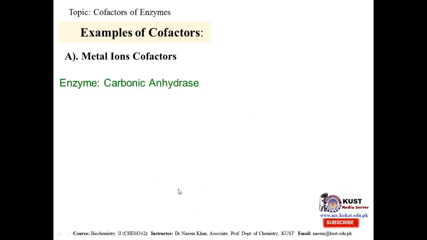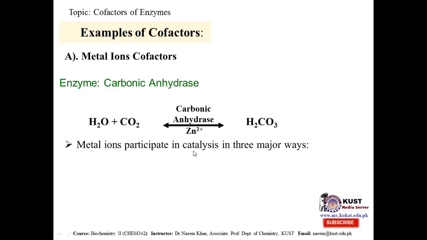An example of a metal cofactor is the enzyme carbonic anhydrase. This is a very important enzyme because it catalyzes the reaction of water with carbon dioxide, giving us H2CO3. This is a buffer and a very important reaction because it maintains the pH of the blood constant. The carbonic anhydrase enzyme requires a metal ion cofactor, which is zinc plus 2.